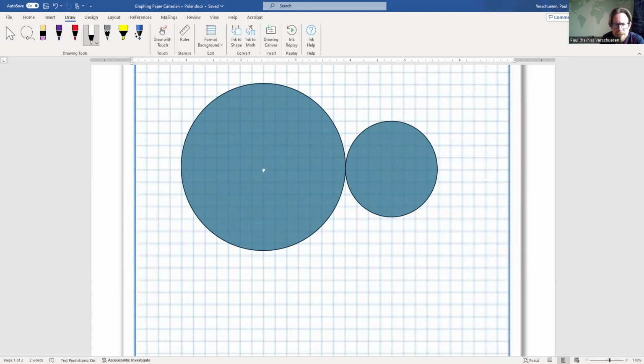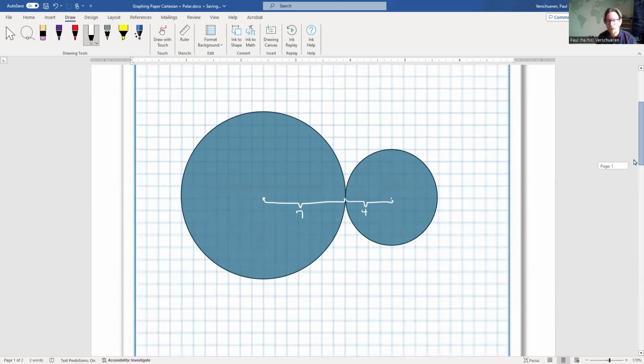So one thing I wanted to start with was just a realistic drawing of what we're working with. I've constructed these circles where it really says a circle of radius 4 is rotating outside a circle of radius 7. Write a parametric equation to describe the position of a point on the outside of that circle.